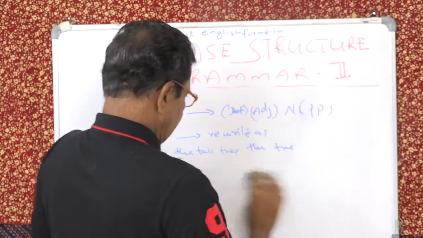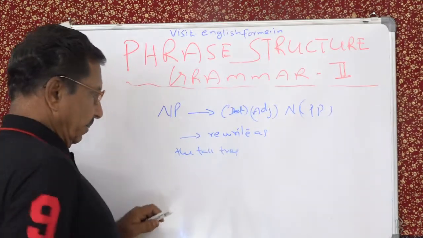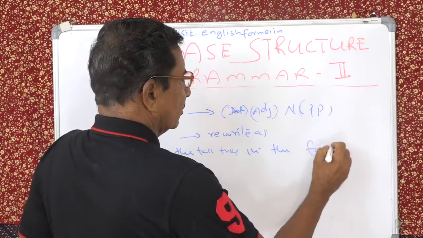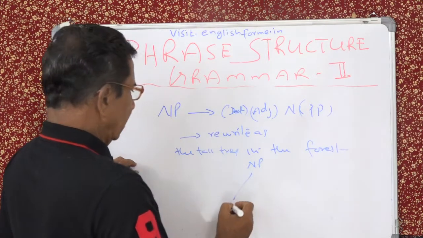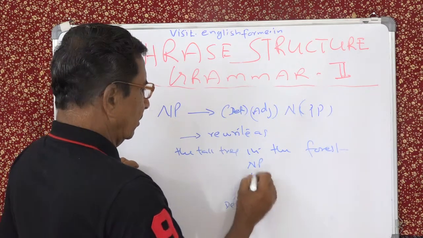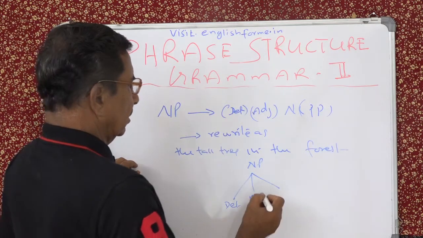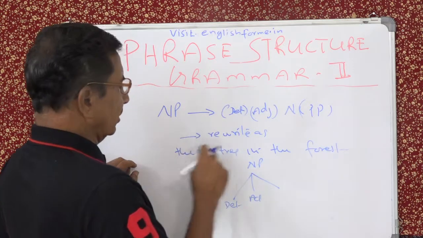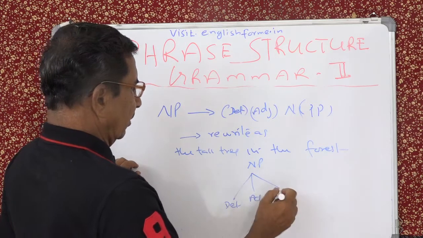Yes. Then you have got the tall tree in the forest. In the forest. So this is a noun phrase. So NP, you have determiner, you have adjective, the tall tree in the forest. Adjective, then you have noun.